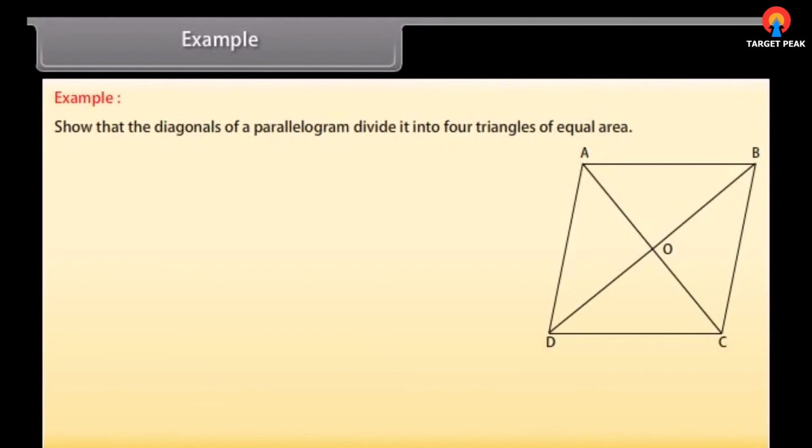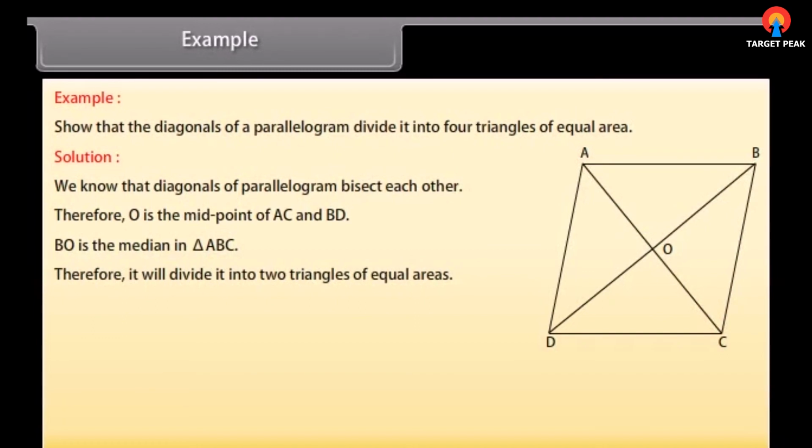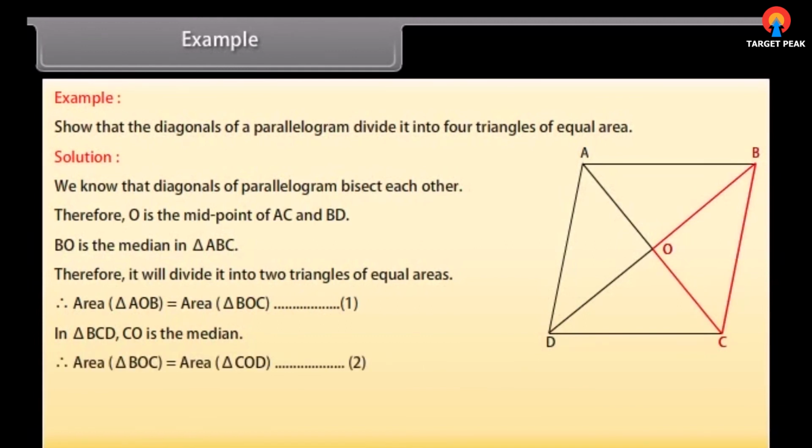Show that the diagonals of a parallelogram divide it into 4 triangles of equal area. Solution. We know that diagonals of parallelogram bisect each other. Therefore, O is the midpoint of AC and BD. BO is the median in triangle ABC. Therefore, it will divide it into 2 triangles of equal areas. Therefore, area of triangle AOB is equal to area of triangle BOC. Mark it as 1. In triangle BCD, CO is the median. Therefore, area of triangle BOC is equal to area of triangle COD.